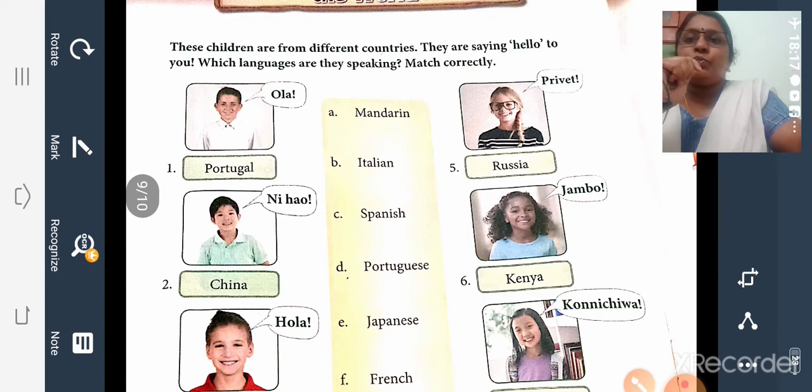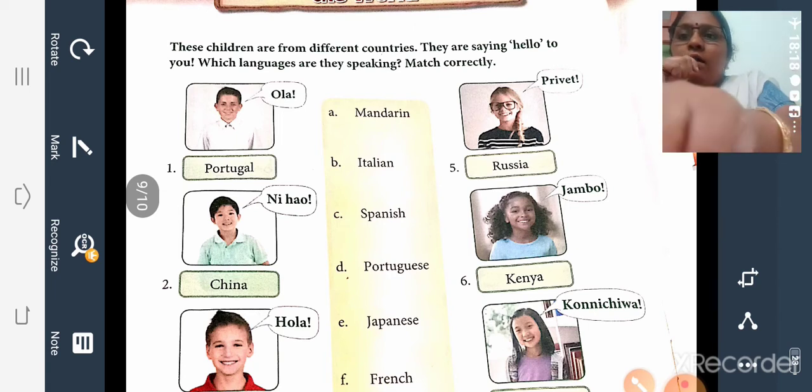Hello to you. Which languages are they speaking? Match correctly. All these children are saying hello in their own language. They are quite different in their language. Everyone says hello, but each in their own language, so naturally it will be different. The word hello in different languages.